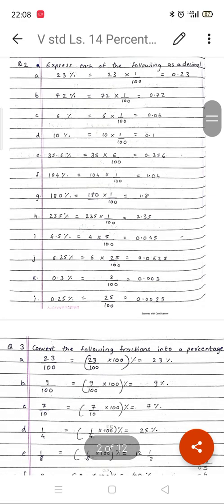Let's see E, 35.6%. So what we will do over here, we'll break it into two parts. That is the number that's before the decimal point and the number that's after the decimal point. So we have 35 before the decimal point. We'll write it as it is. And we will multiply it by 6 upon 100 as we have 6 after the decimal point. And after solving this, we'll get the answer 0.356.